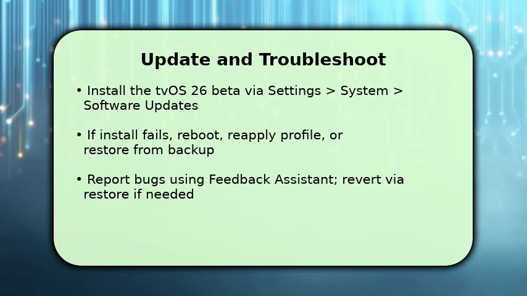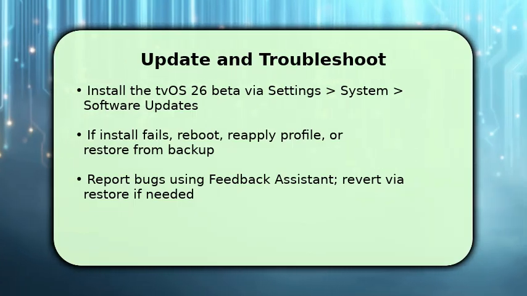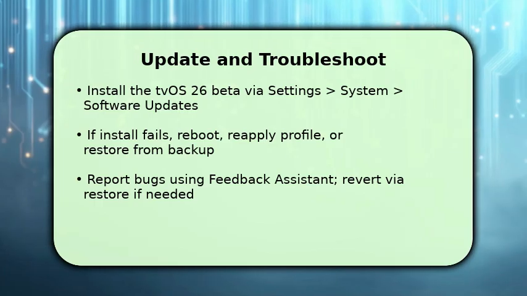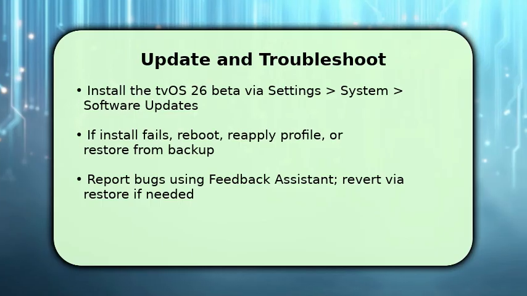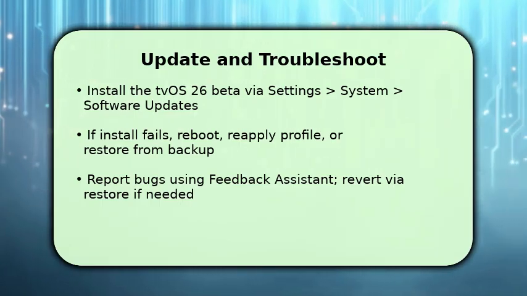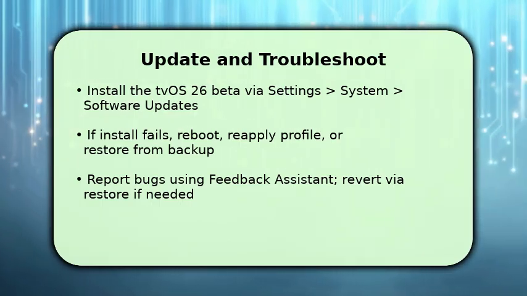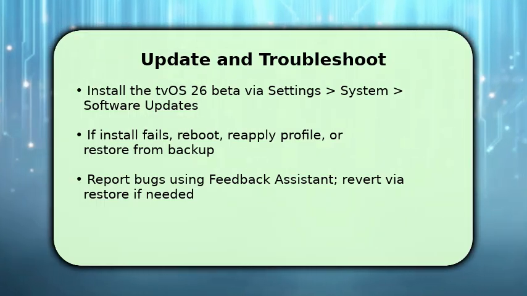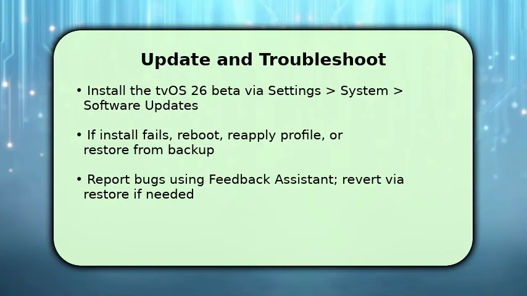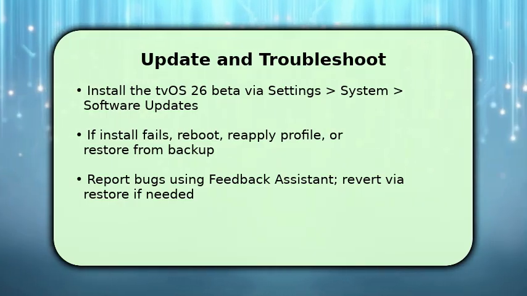If the install fails or stalls, reboot both Apple TV and router, reapply the beta profile on your iPhone if necessary, then try again. If problems persist, restore the device from your backup and reinstall the public release. Remember to file detailed bug reports in Feedback Assistant so Apple can fix issues and you can track.